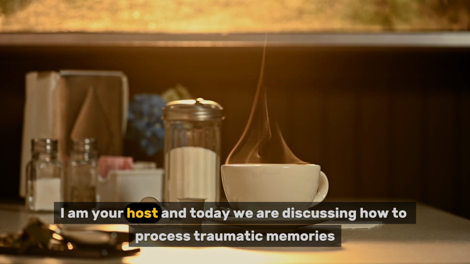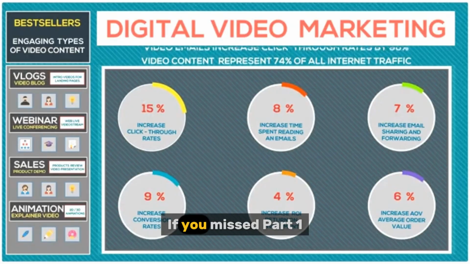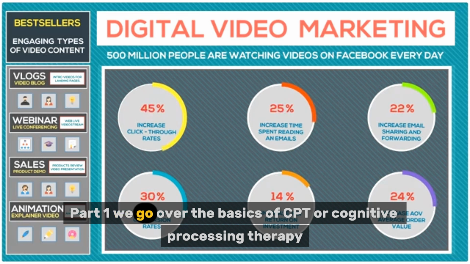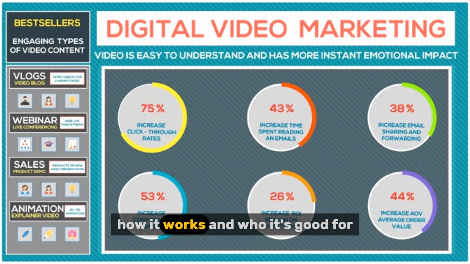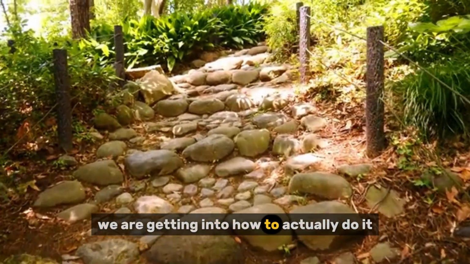I am your host, and today we are discussing how to process traumatic memories. This is part 2 of our Cognitive Processing Therapy series. If you missed part 1, make sure to check that out, because in part 1, we go over the basics of CPT or Cognitive Processing Therapy. It's how it works and who it's good for. In part 2 today, we are getting into how to actually do it.